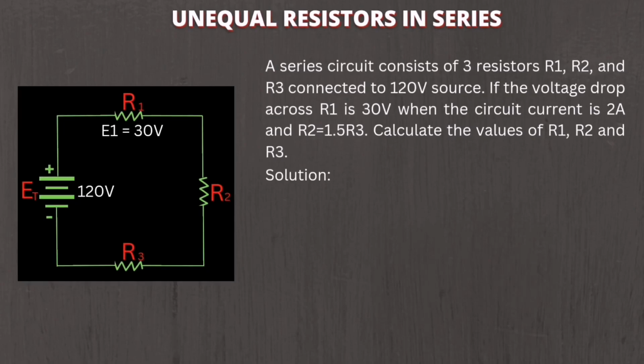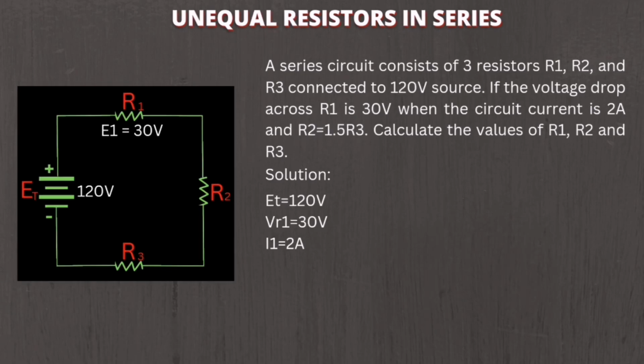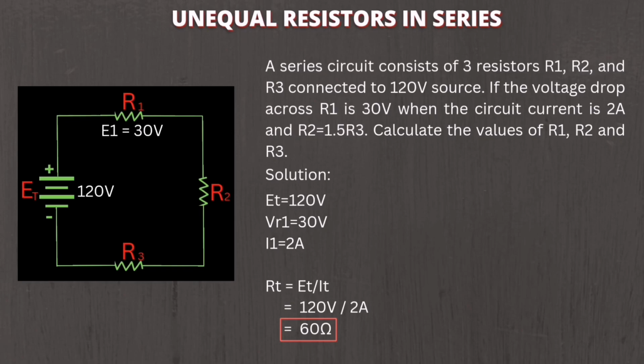So we have the given V_T is equal to 120 volts, V_R1 is equal to 30 volts, and I1 is equal to 2 amperes. So the solution is R_T is equal to V_T divided by I_T. R total is equal to 120 volts divided by 2 amperes, which results in 60 ohms.